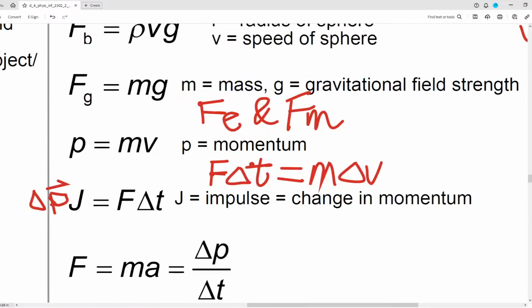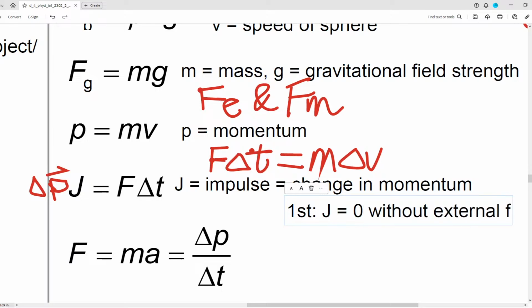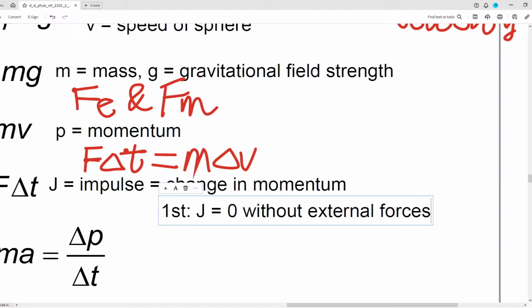So now I'm allowed to actually state what Newton's law is. The first law is, type it in: impulse is 0 unless there's external force. Without external forces. All right. Unbalanced. Well, I should say with balanced external forces. That makes it more appropriate.